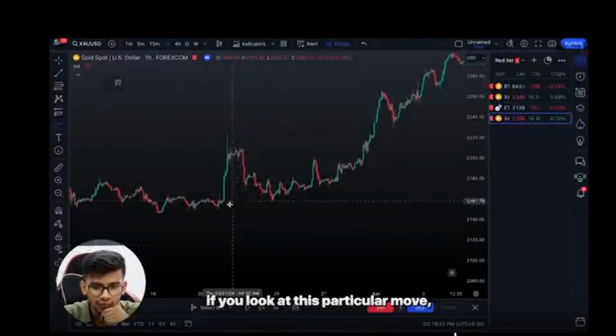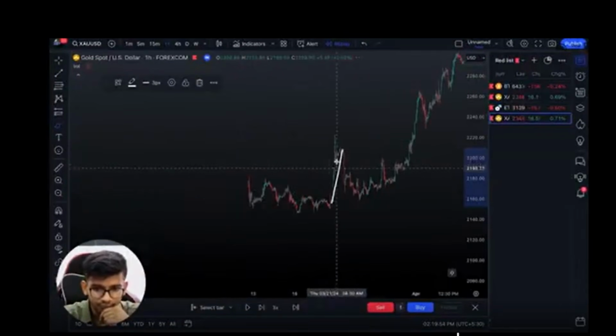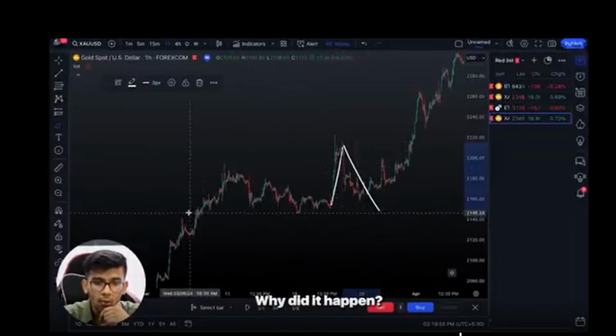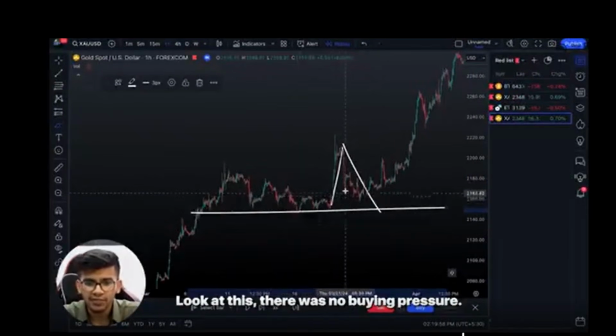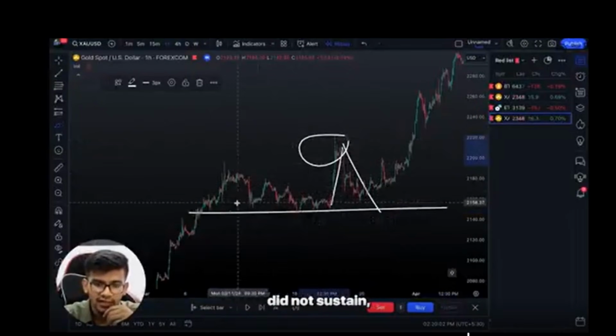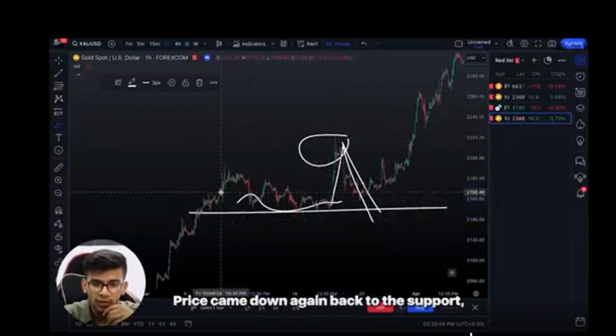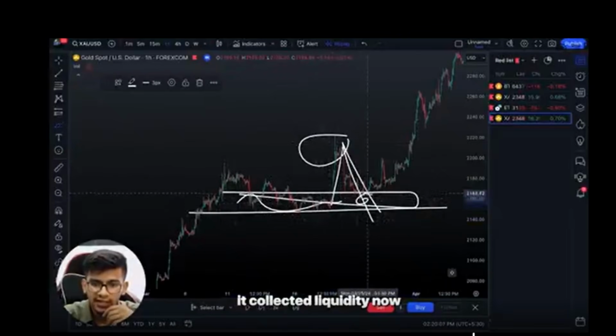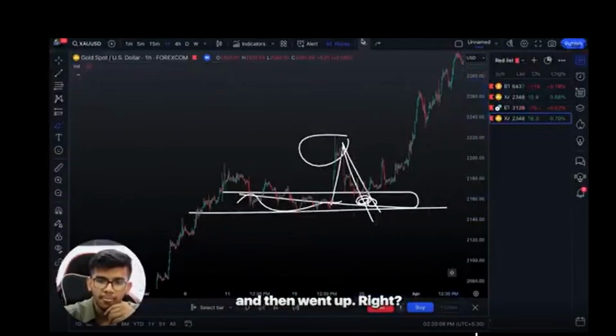Again, if you look at this particular move, the price went up and then suddenly came down. Why did it happen? Look at this. There was no buying pressure. The price did not collect liquidity. The price went up, did not sustain, did not collect any liquidity. Price came down, again back to the support. It collected liquidity now and then went up.